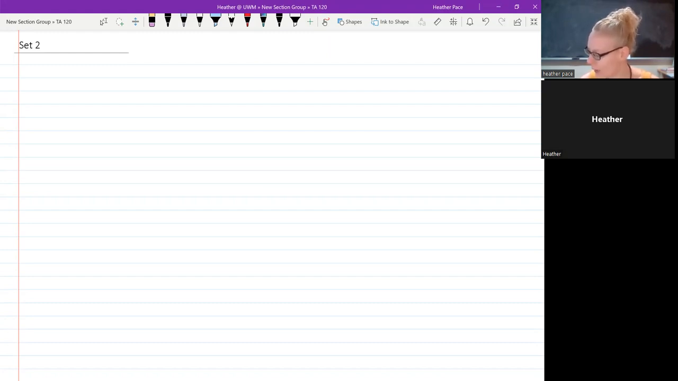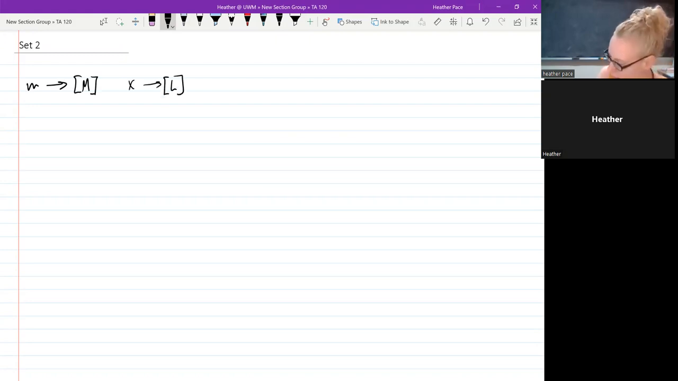Starting with set 2, we have dimensional analysis. So we are given M with dimension M box or M bracket, X to L, V to L over T, A to L over T squared, T to big T.